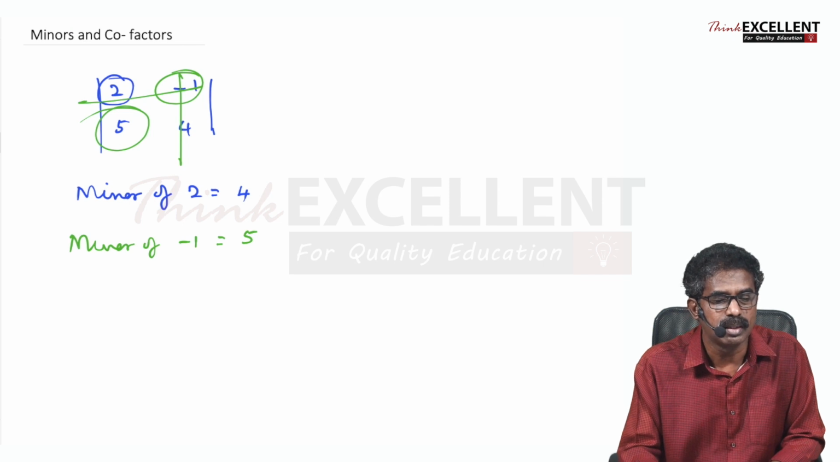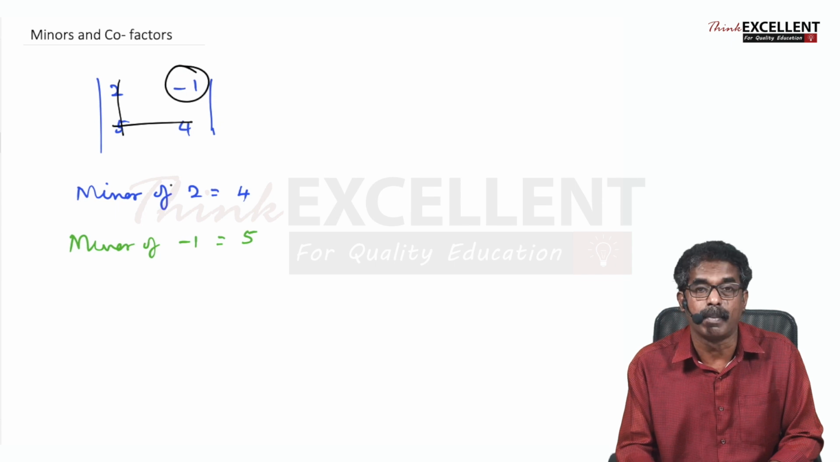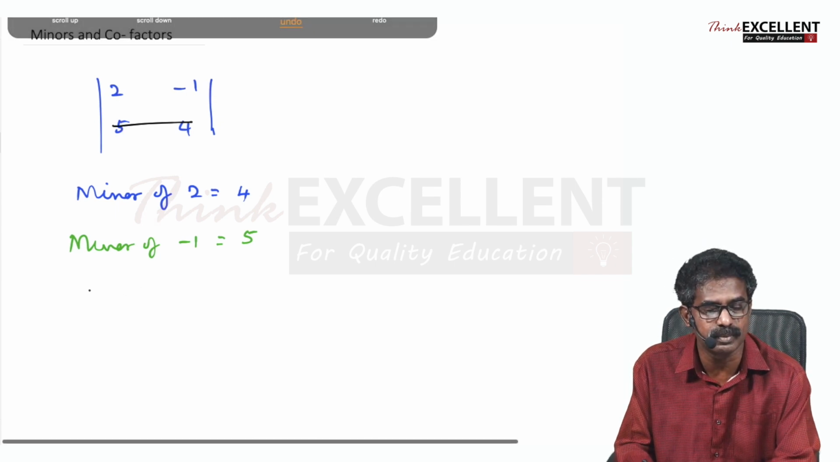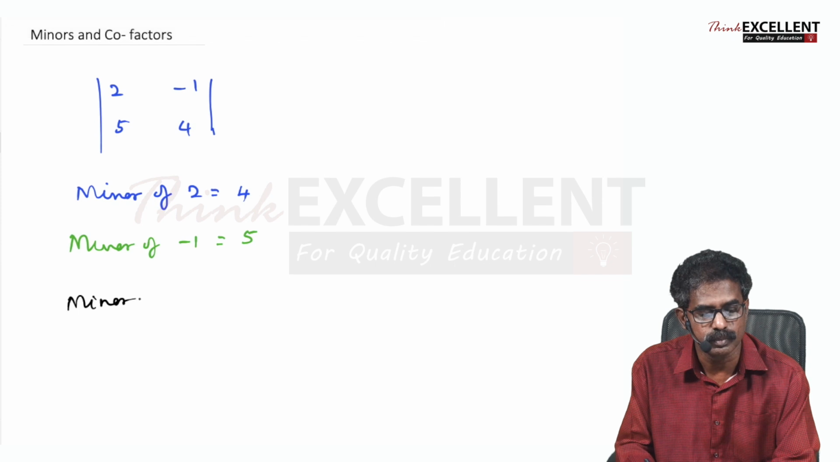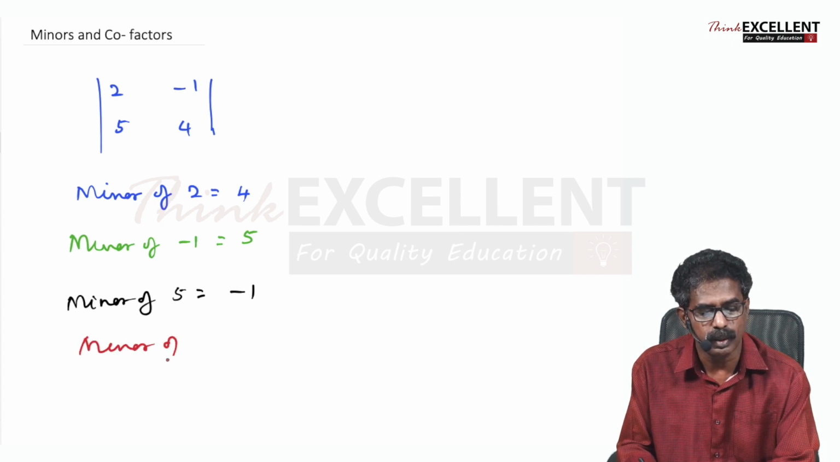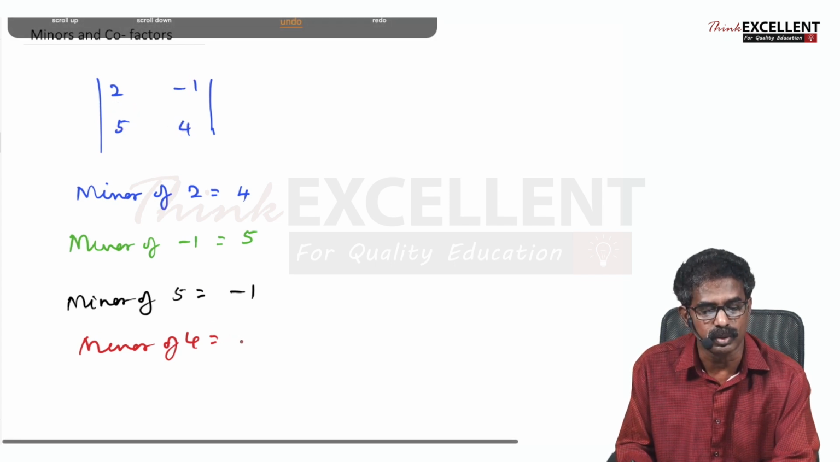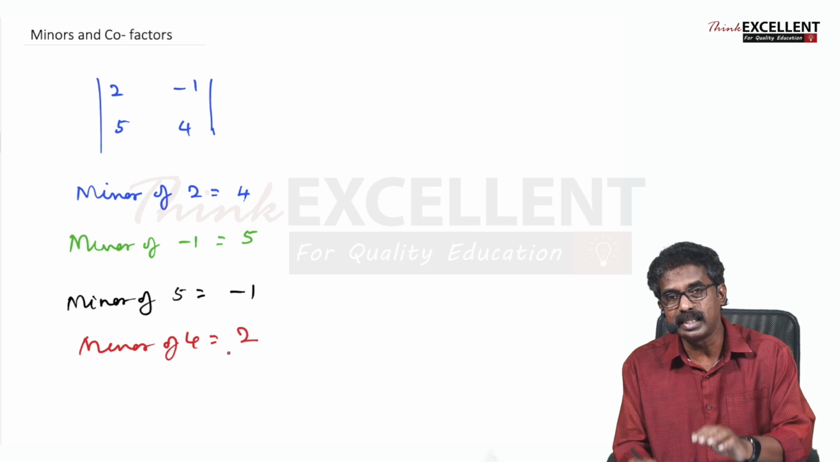If you want the minor of 5, can you say what the minor of 5 is? Leave that particular row and that column, right? So what is left out? Minus 1. So the minor of 5 is minus 1. Can you find the minor of 4? Leave that particular row and that column. What is left out? 2. And that 2 is called the minor of 4. So like this you can find minors.